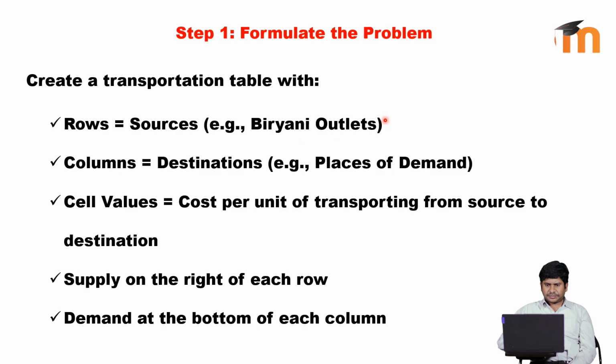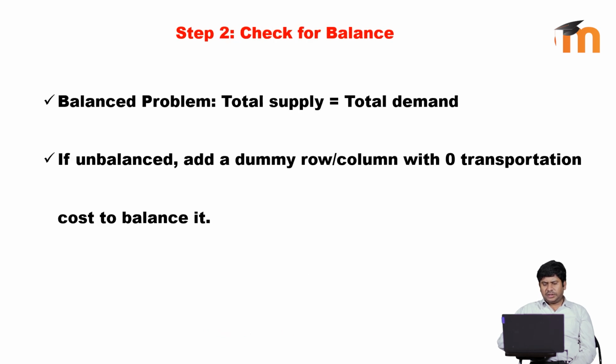Let us see that. The first thing is that the rows, as I said, are the sources. In our example, we have taken the biryani outlets, and the columns, the destinations, are the places of demand. We have taken 4 destinations, and the cell values are the cost per unit of transporting from the source to the destination. The supply values from the outlets are on the right side, and the demand from the 4 demand areas they have chosen is written at the bottom of the columns.